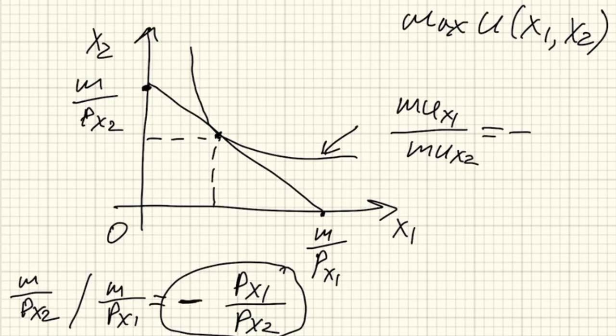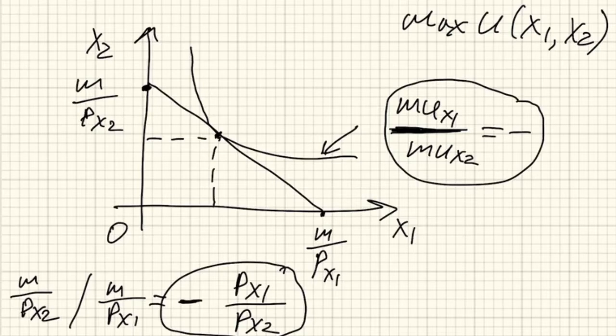Now, this ratio indicates the following. Marginal utility of x1 shows you how much you are enjoying x1 at the margin. Marginal utility of x2 shows you how much you are enjoying x2 at the margin. And the ratio shows you at what rate you are willing to trade enjoyment of x1 for enjoyment of x2.